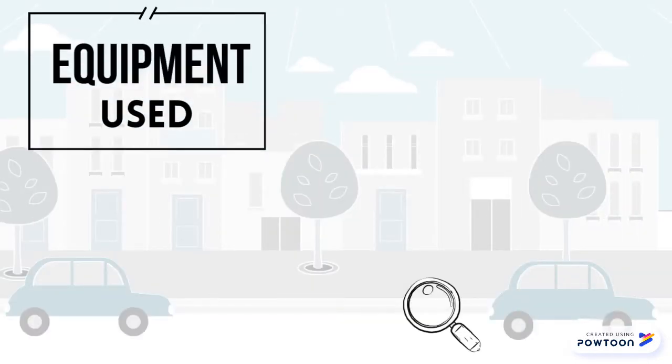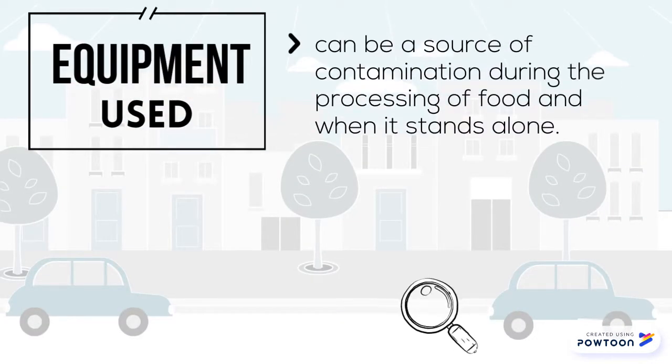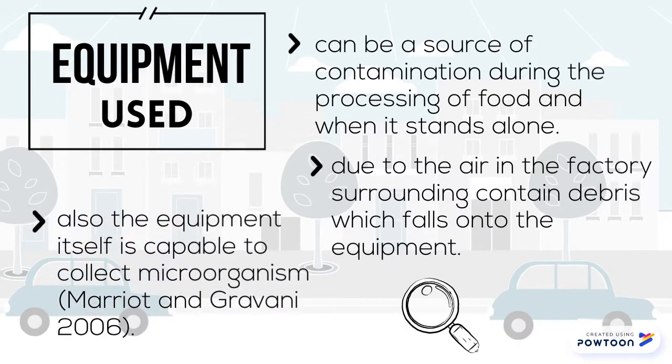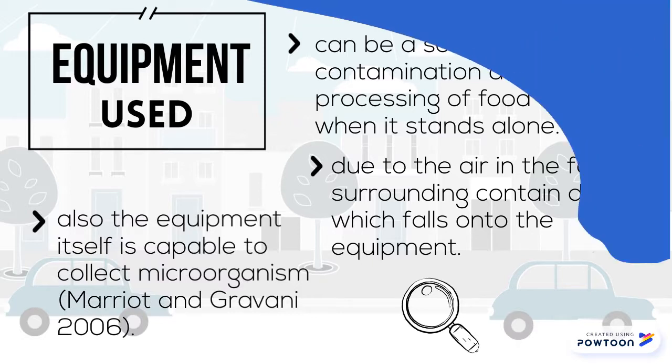Moving on to the equipment use, it can be a source of contamination during the processing of food and when it stands alone. It is also due to the air in the factory surrounding containing debris which falls onto the equipment. Lastly, the equipment itself is capable of collecting microorganisms.